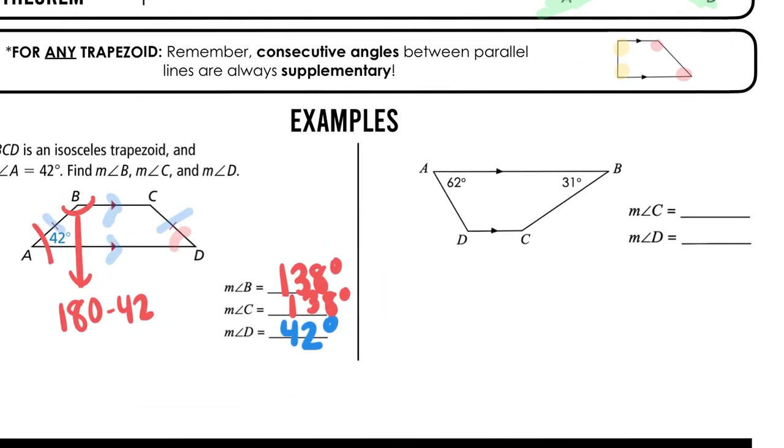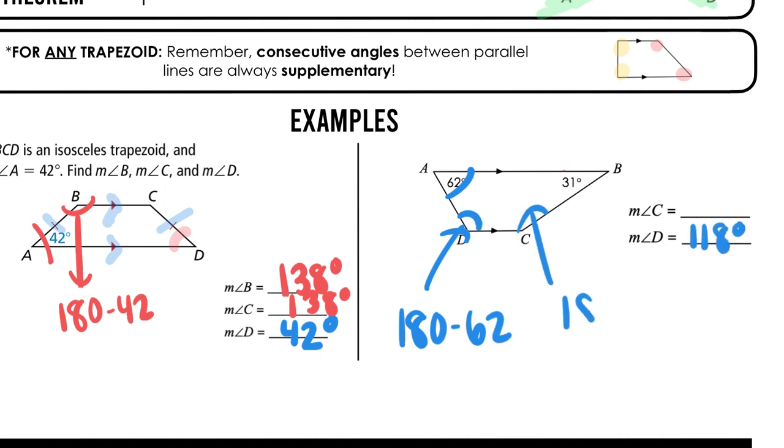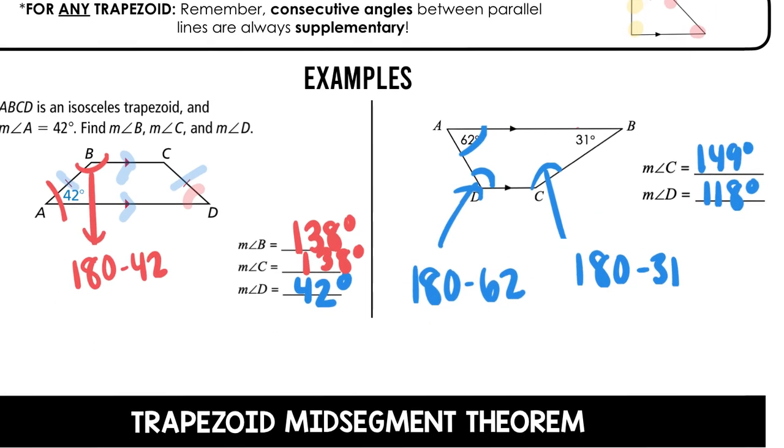This next one is not an isosceles trapezoid. It's not marked like it is, and you definitely know it's not because these angles are not the same. In an isosceles trapezoid, they'd have to be the same. So here we're just using the fact that these consecutive angles in any trapezoid have to add to 180 because they're an angle pair. So this one, angle D, is going to be 180 minus 62, which is 118. And then angle C is going to be 180 minus 31, which is 149. So that's those.